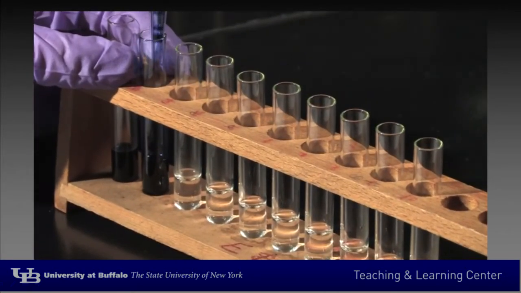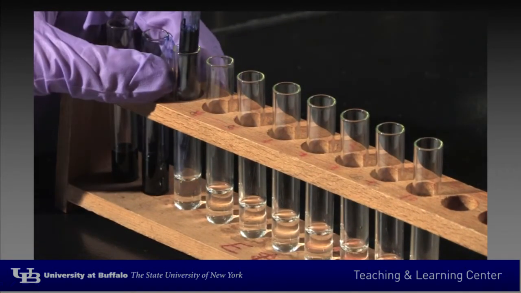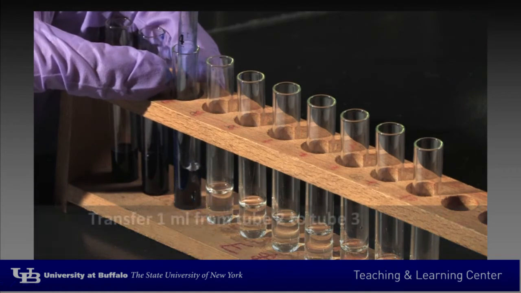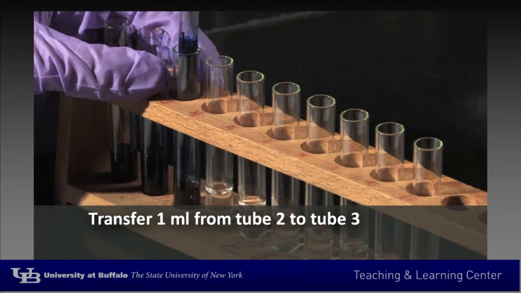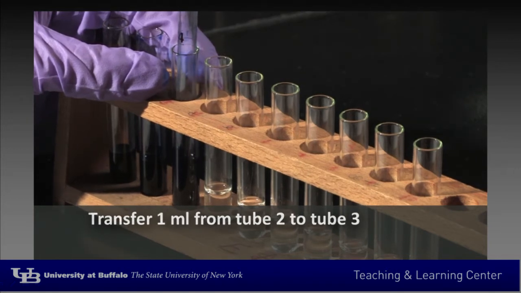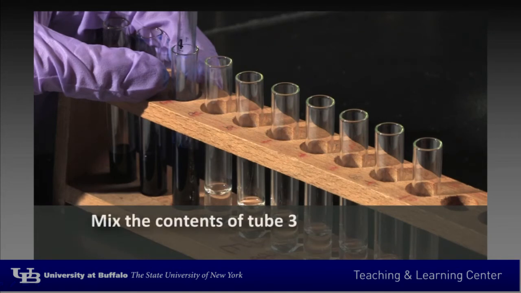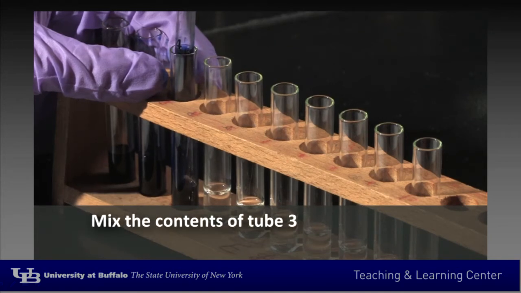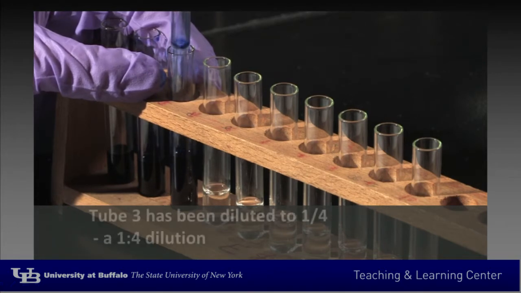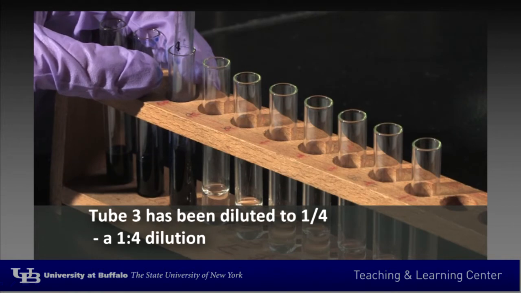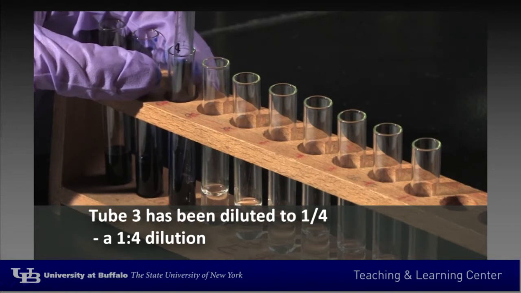Using the same pipette used to mix the contents of tube 2, transfer 1 ml from tube 2 to tube 3, which also contains 1 ml of saline. Mix contents of tube 3 well, as previously noted, by drawing up and dispensing out the contents of the tube. The half quantity of tube 2 has been diluted to 1/4 in tube 3, which is a 1:4 dilution.